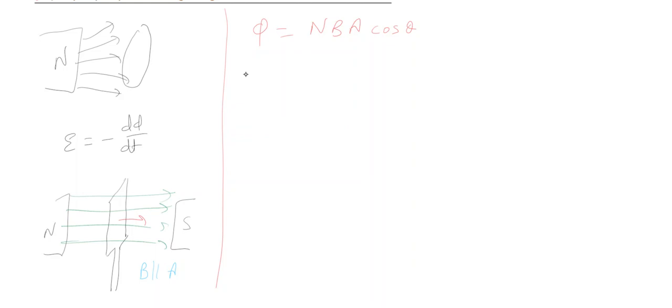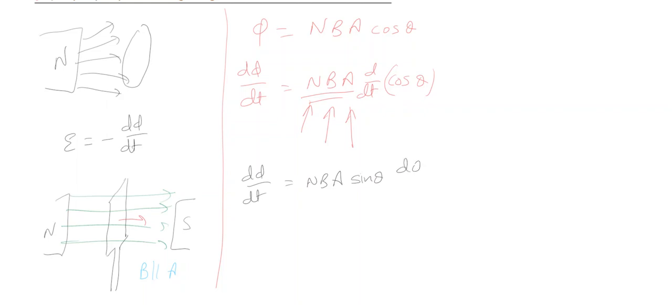Now if I differentiate both sides, I will have d phi by dt equal to NBA d by dt of cos theta. See, we are rotating the coil, so the number of turns of the coil will not change. B, the external magnetic field, won't change. The area of the coil we are not changing. So these three terms are constant. And what is the differentiation of cos theta? It is sine theta, so we have d phi by dt equal to NBA sine theta d theta by dt.